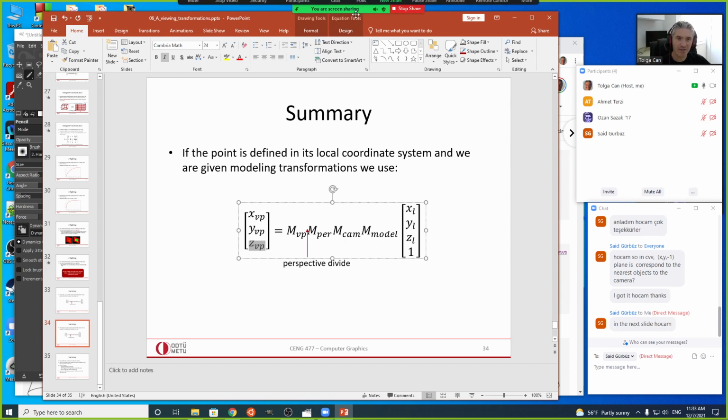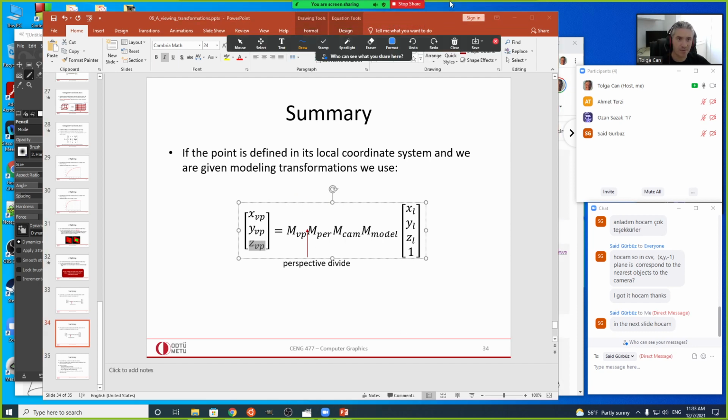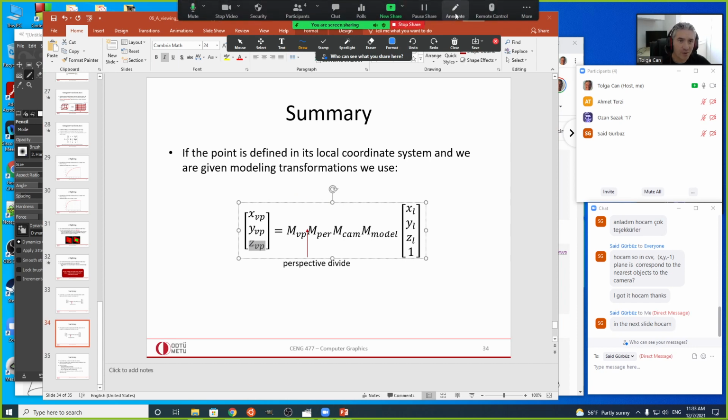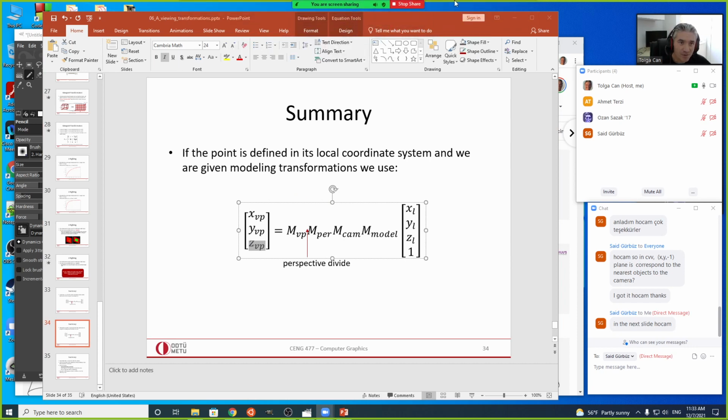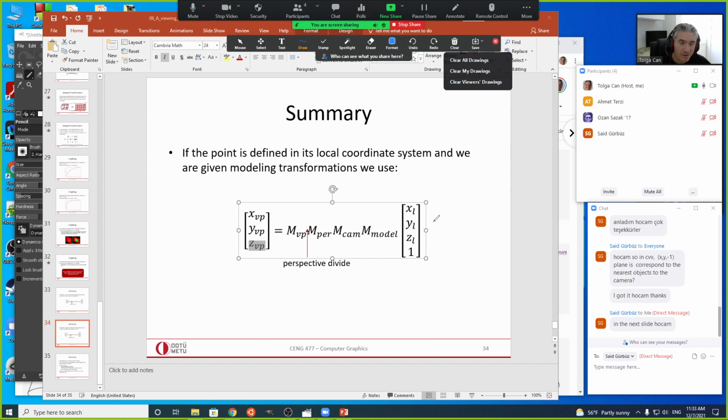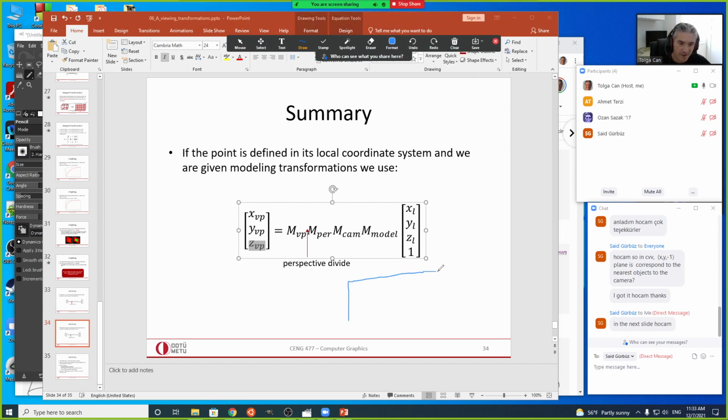Then after you have the pixels, I'll just spend one more minute here. Oops, I couldn't click on annotate. Yeah. So after that, we now have a different problem. Forget about the world and everything. We just have an image. We have a triangle on the image. We want to draw this triangle on the image. How do we do that?